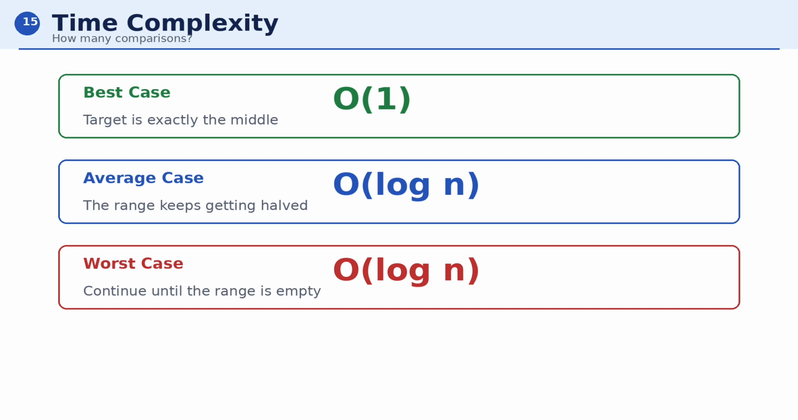Every time we perform a comparison, we eliminate approximately half of the remaining elements. That's why the number of comparisons grows logarithmically. So the worst case time complexity is O of log n. The average case is also generally O of log n. This is dramatically better than linear search, where it's O of n worst case complexity.